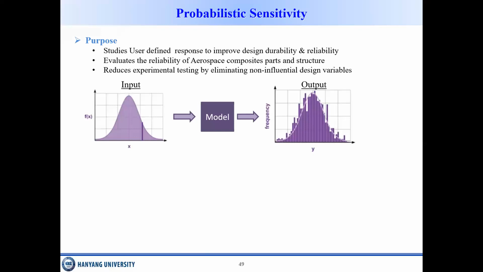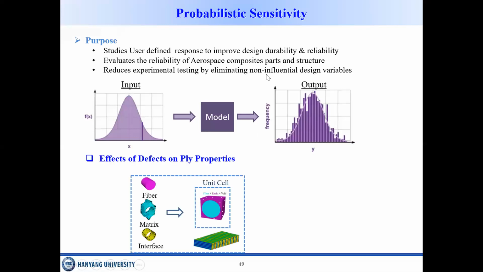This is the Monte Carlo simulation, and Excel has that kind of function. So all you need to do is input average and standard deviations. And through the model, in this case micromechanics, you will get the ply stiffness and ply strength. Okay, this is a probabilistic sensitivity. And again, using this concept, effect of defect on ply property. What does it mean?